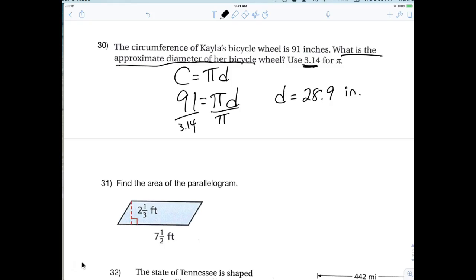Diameter is not an area. Diameter is not area. It's a length. Diameter is a length.